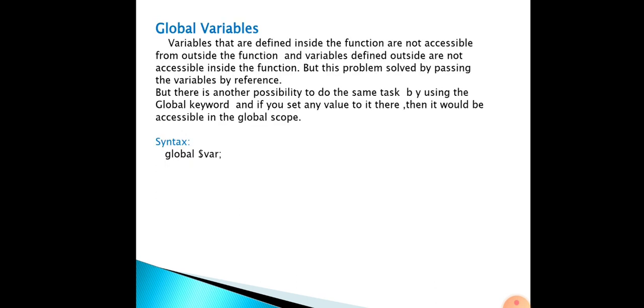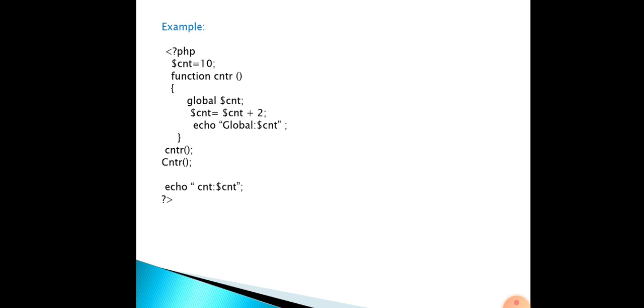Now we see global variables. Variables that are defined inside a function are not accessible from outside the function, and variables defined outside are not accessible inside the function. But this problem is solved by passing the variables by reference. But there is another possibility to do the same task by using the global keyword, and if you set any value to it there, then it will be accessible in the global scope. The syntax is global $var.